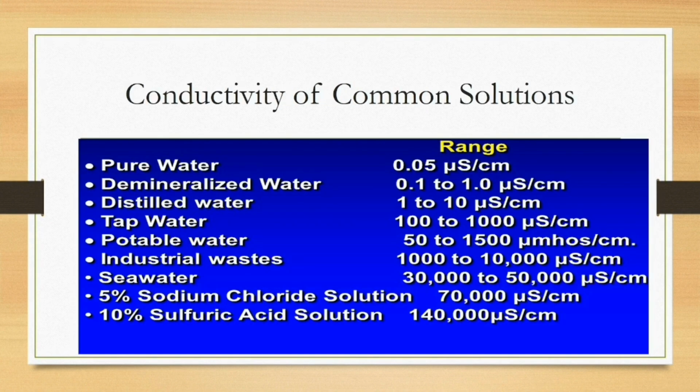So this is the conductivity of various kinds of solutions. Pure water has lower conductivity, then demineralized water, distilled water, and tap water. These are the values. You can see that seawater has a very high conductivity. Okay, and 5% sodium chloride also has a very high conductivity, and 10% sulfuric acid solution also has a very high conductivity as compared to pure water and distilled water.